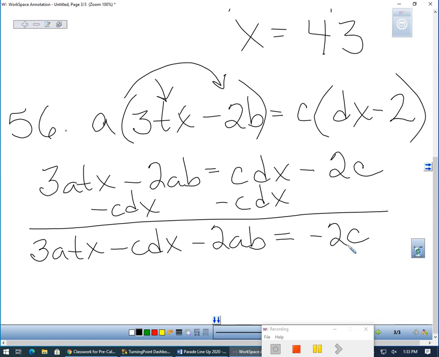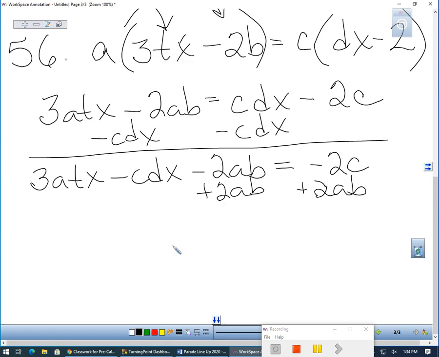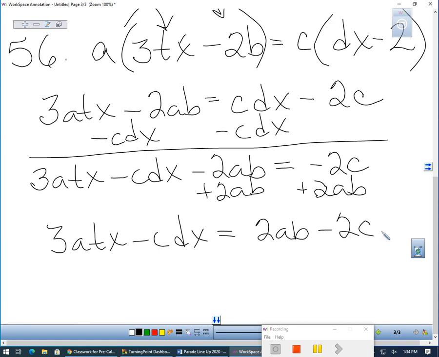Now we have to move the term that doesn't have an x in it to the right. So plus 2ab. Good. So add 2ab to the other side. All right. So I have 3atx minus c dx equals 2ab minus 2c. So now I have x's in two terms. What was the trick we learned yesterday to get the x's from two terms into one? What did we do?